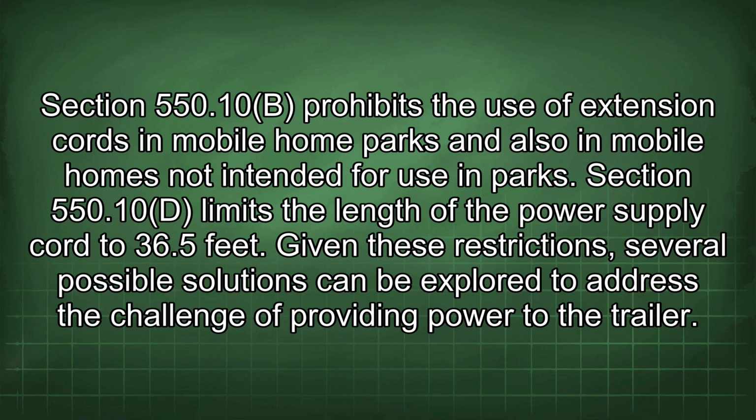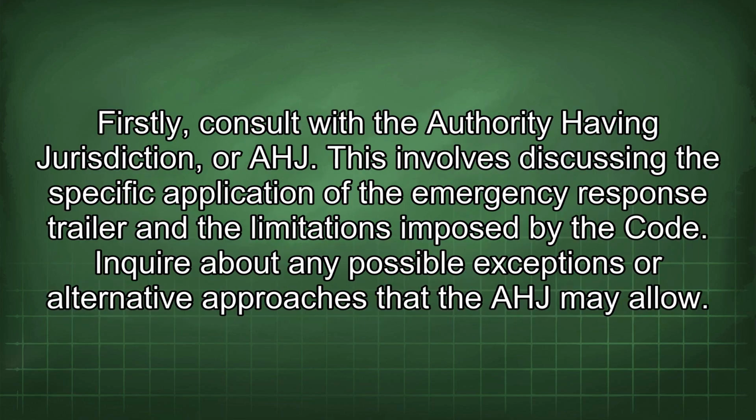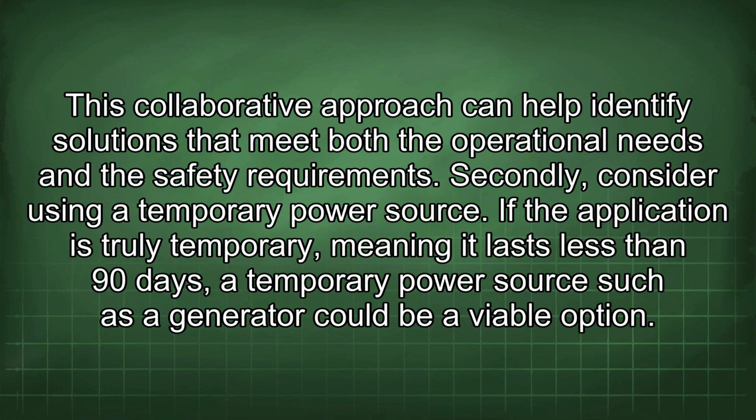Given these restrictions, several possible solutions can be explored to address the challenge of providing power to the trailer. Firstly, consult with the authority having jurisdiction, or AHJ. This involves discussing the specific application of the emergency response trailer and the limitations imposed by the code. Inquire about any possible exceptions or alternative approaches that the AHJ may allow. This collaborative approach can help identify solutions that meet both the operational needs and the safety requirements.